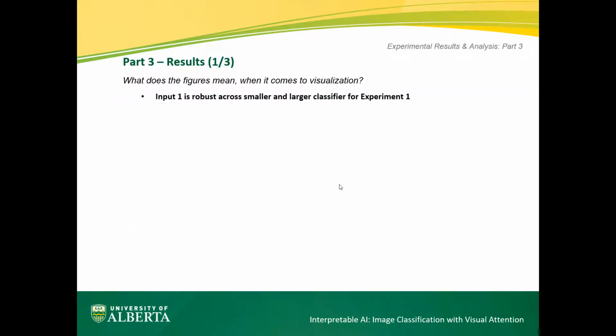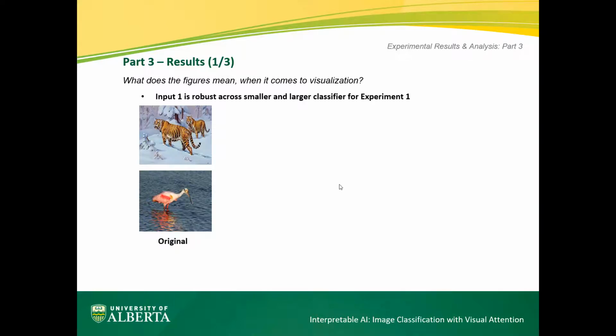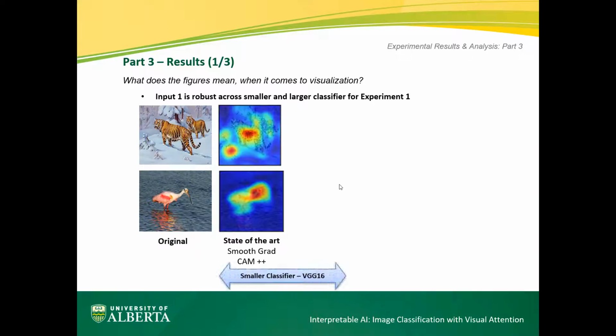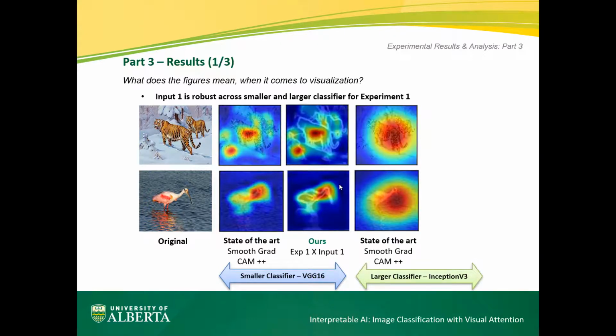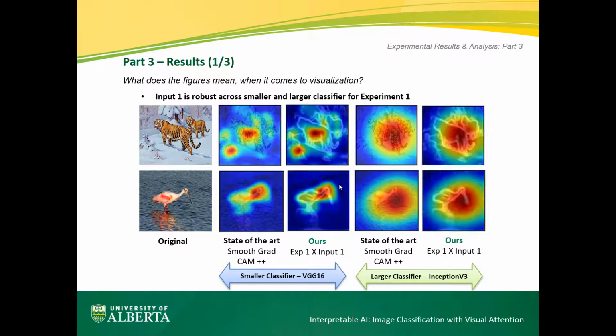Input 1 is robust across smaller and larger classifiers for experiment 1. Here is the original, state-of-the-art on the smaller classifier. This is our method on the same. State-of-the-art on the larger classifier, our method on the same. Here you see our method is yielding a fine-grained, much better localized and class discriminative result compared to that of the state-of-the-art technique.